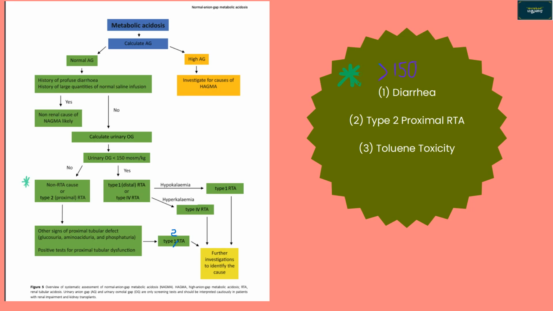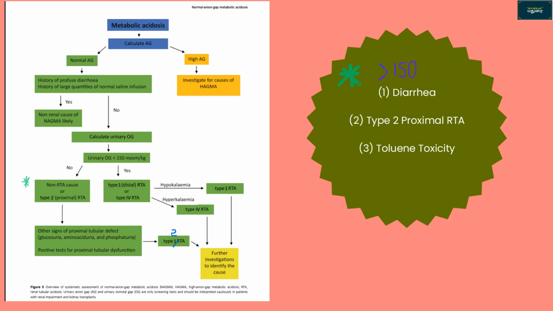Now the history and your urinary anion gap would help to differentiate between RTA and non-RTA causes. Let's say we have worked out that it is RTA that we suspect from our history and from our urinary anion gap. So we could further differentiate the RTA type 1, type 4 from the type 2 RTA by doing a urinary osmolar gap. As shown in this diagram, if the urinary osmolar gap is less than 150, it would be either type 1 or type 4 RTA.